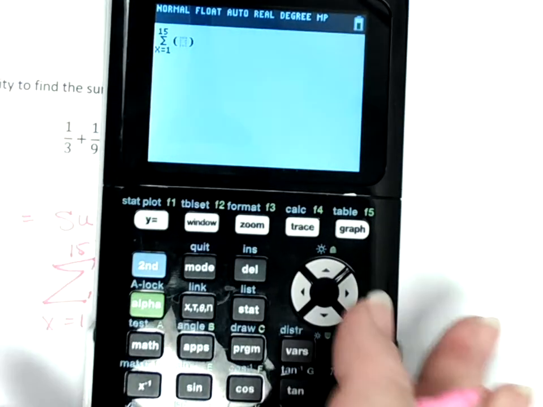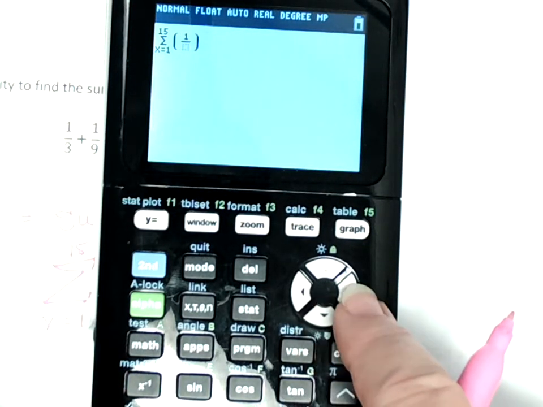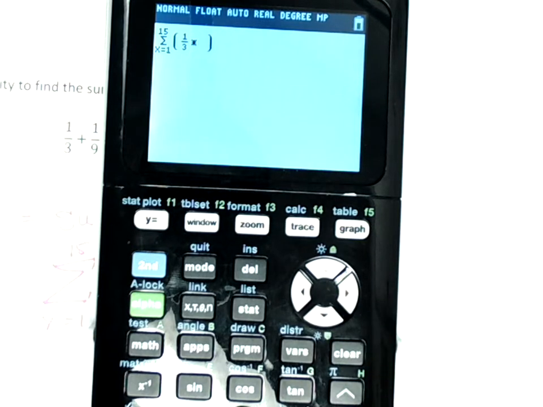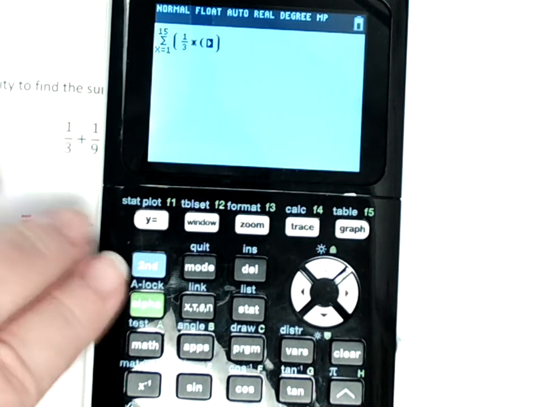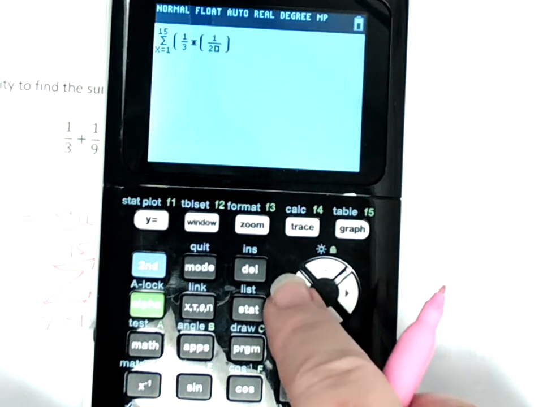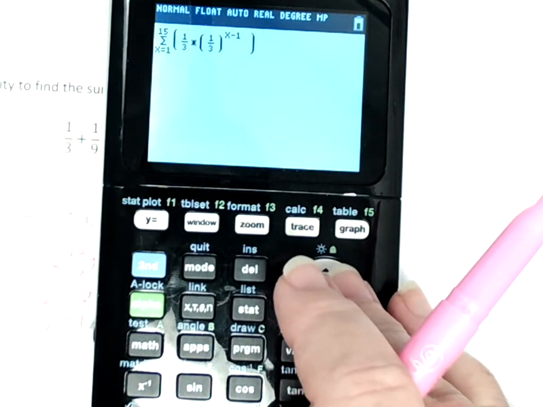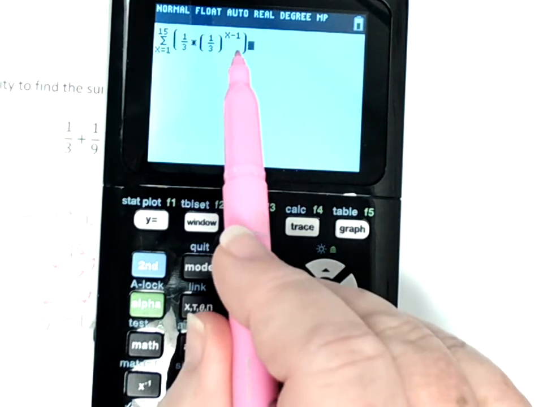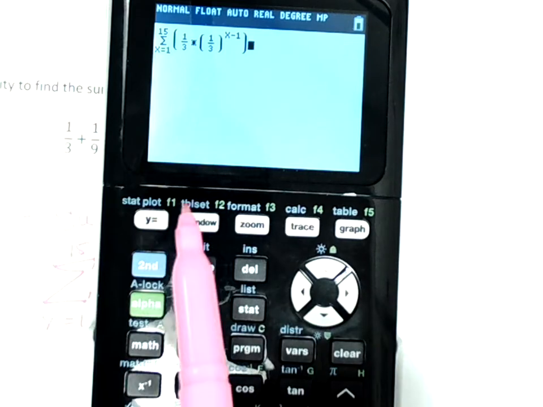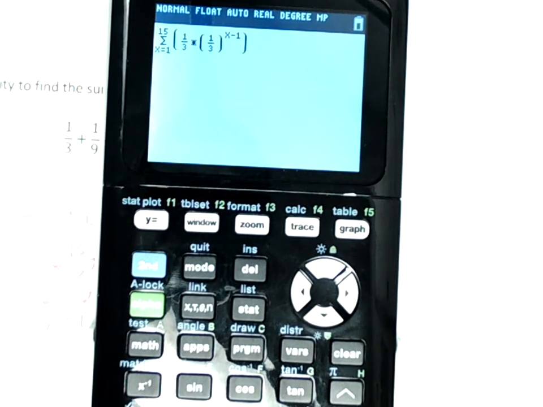So we're going to type that in, use fraction 1/3 times, and I'm going to open another parentheses, fraction 1/3, oops, sorry, that's 1/2, let's do 1/3, close parentheses, caret here, X minus 1. Please notice that X minus 1 has to be inside that final close parentheses, or it will give you the wrong answer. So let's push enter.